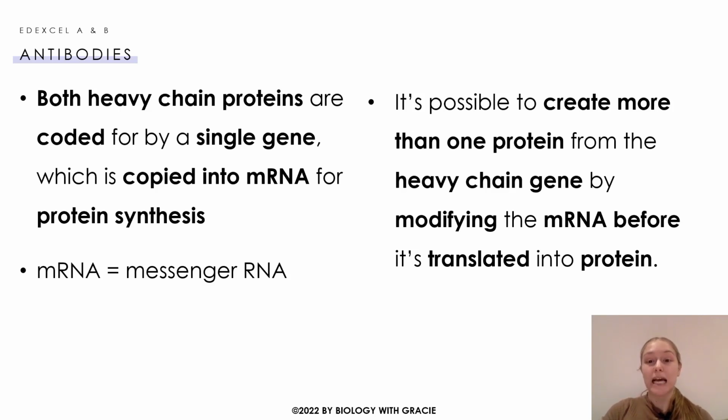But it's possible to actually create more than one protein from the heavy chain gene, and this is done by modifying the mRNA before it's translated into the protein. So it's known as a post-transcriptional modification. And again, if you want to find out more about that, then feel free to go and have a look at my protein synthesis videos.